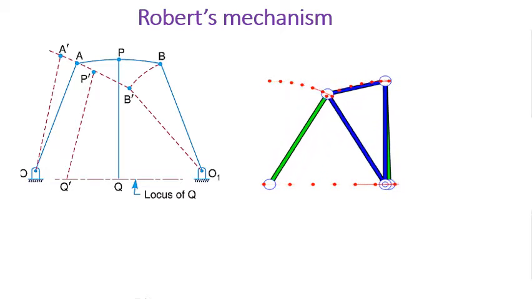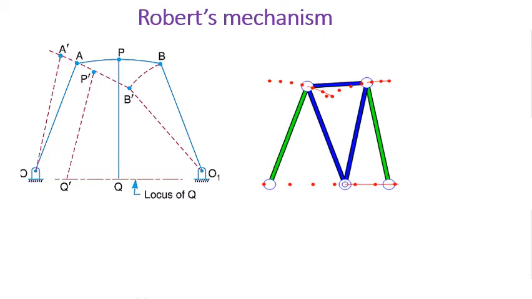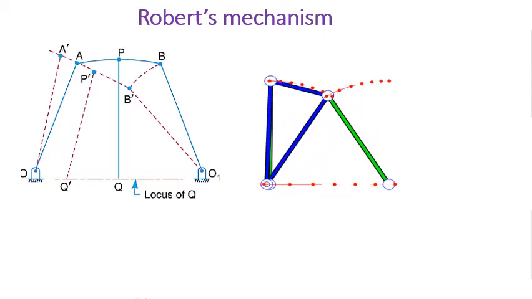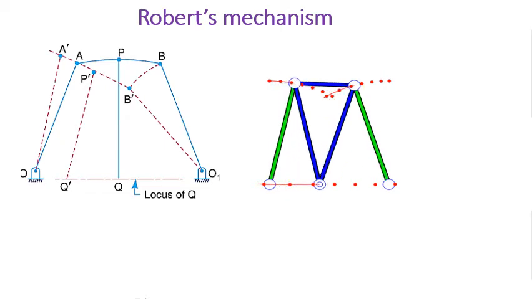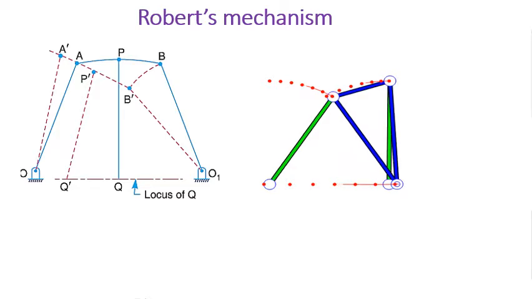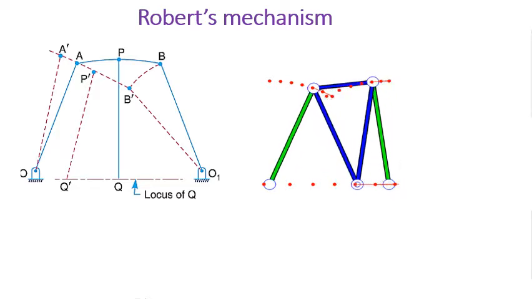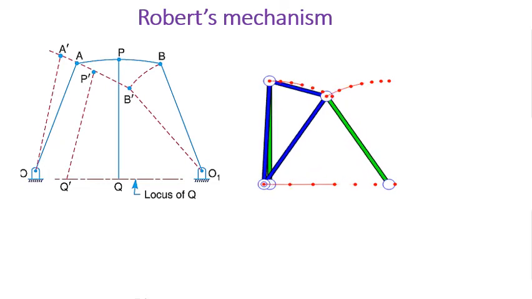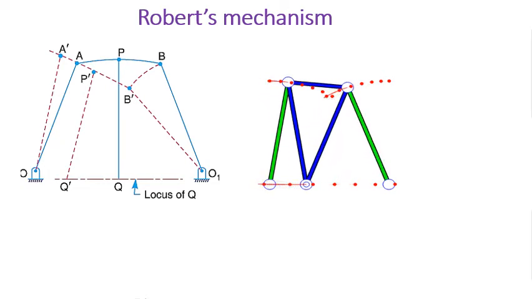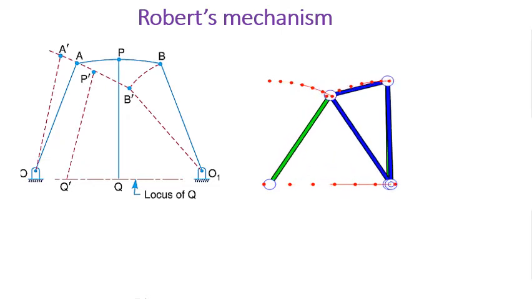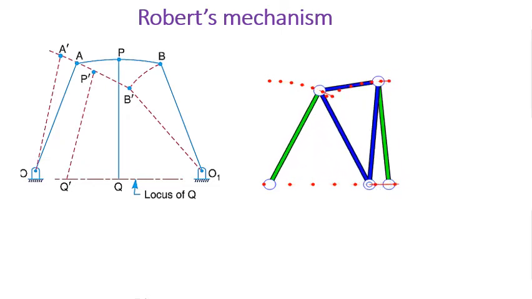In the figure you can see a bar PQ is rigidly attached to the link AB. So in between link AB, a bar is rigidly attached, that is PQ. So it is a 4-bar mechanism, as you can see the 4 bars.